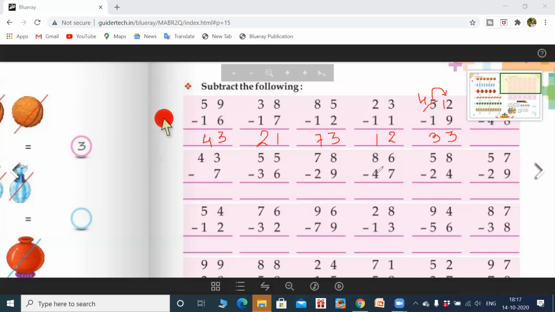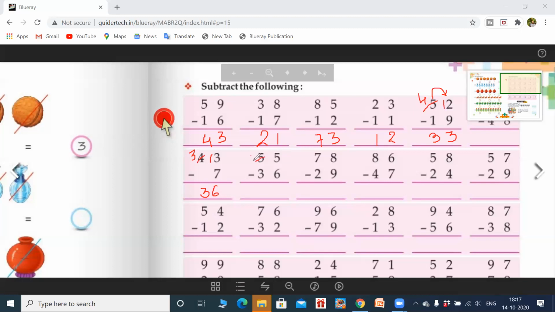Here, give 1 to 3, 4 becomes 3, and 3 becomes 13. 13 minus 7, 6. Answer is 36.